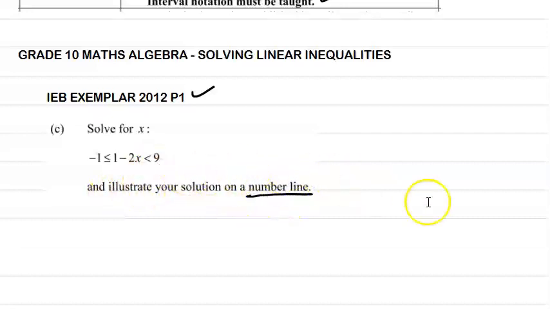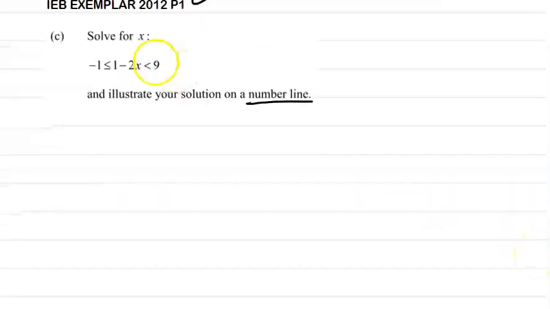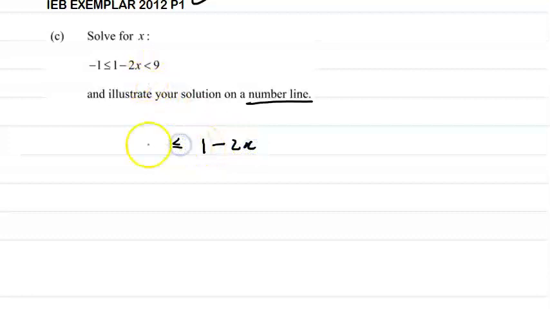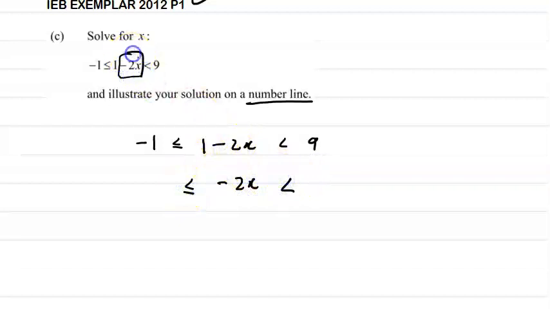So the first thing that we need to note is that we treat a linear inequality just like a linear equation. So we'll write down 1 minus 2x greater than or equal to minus 1 and less than 9. Now remember that we're isolating the x. So we need to leave this minus 2x in the middle.